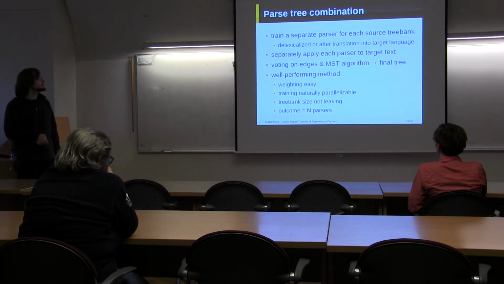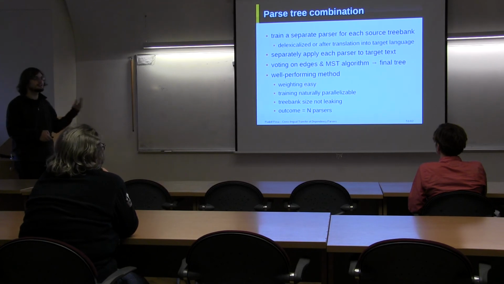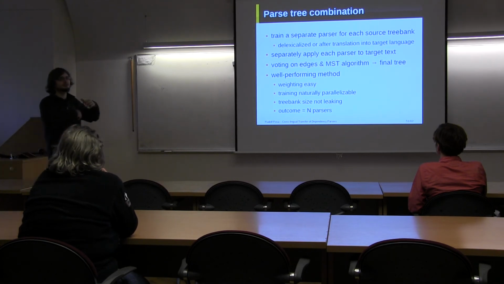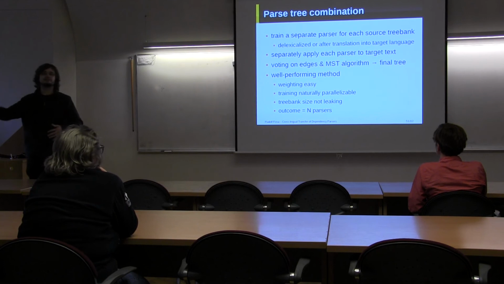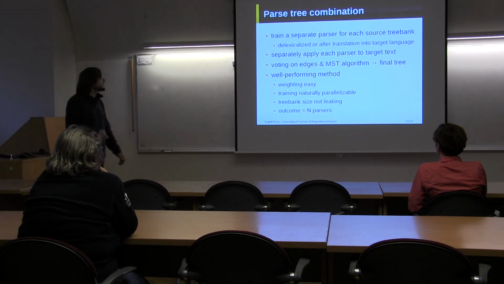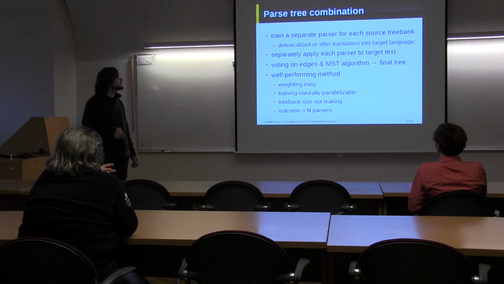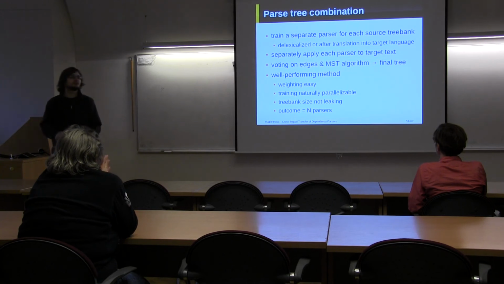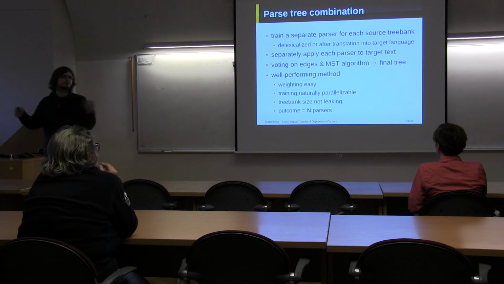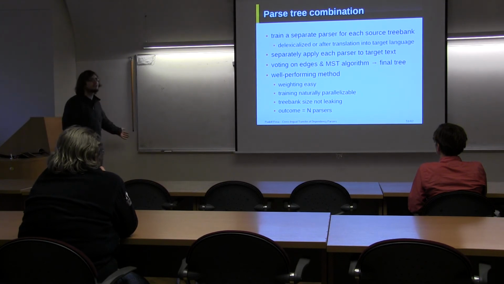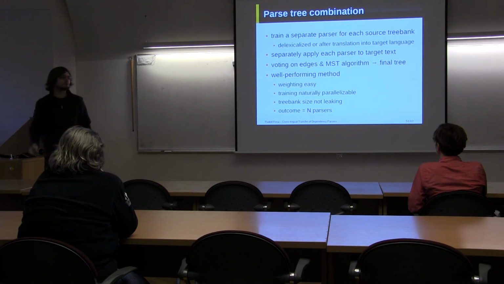It has very nice properties because the weighting is easy when you know the language similarities. You can very easily just multiply the edges by the weight. It's also nice that you can naturally parallelize the training. So train the 30 parsers separately, and it's kind of efficient. In the tree bank concatenation, you just train a parser on huge data, and it took like 2 weeks to train.